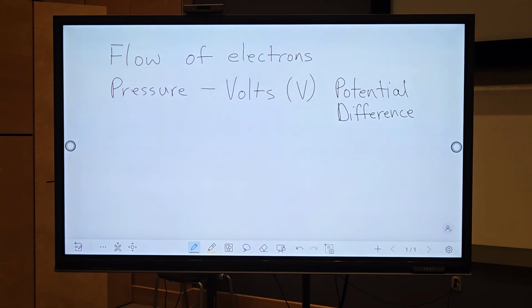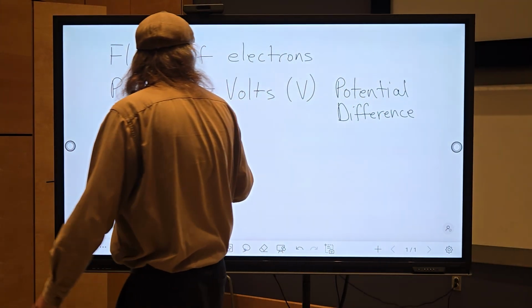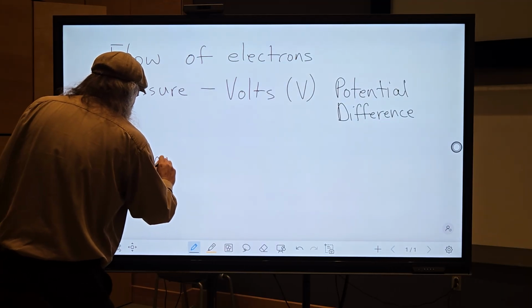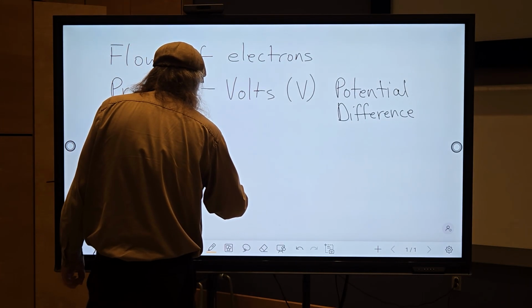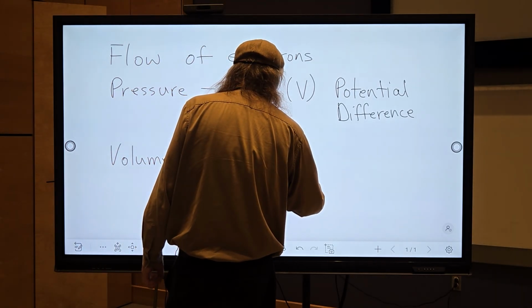It is the difference in electrical potential between 2 points, or the pressure difference between 2 points in a circuit, or on the two terminals on a battery. The volume of electron flow is measured in amps. The big A.